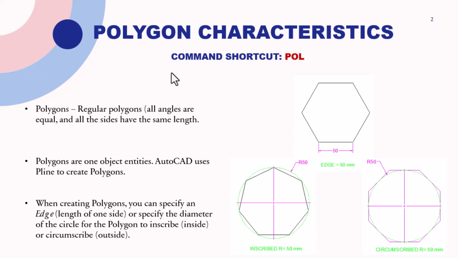When you are creating polygons, you will specify either the length of an edge, or the radius of the circle in which the polygon could be inscribed or circumscribed.